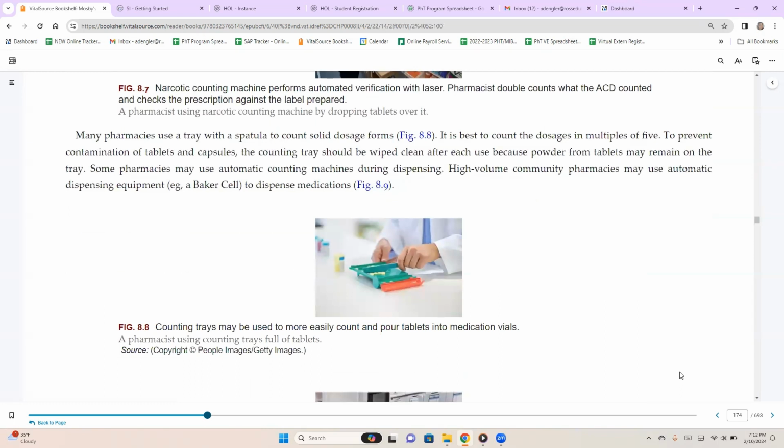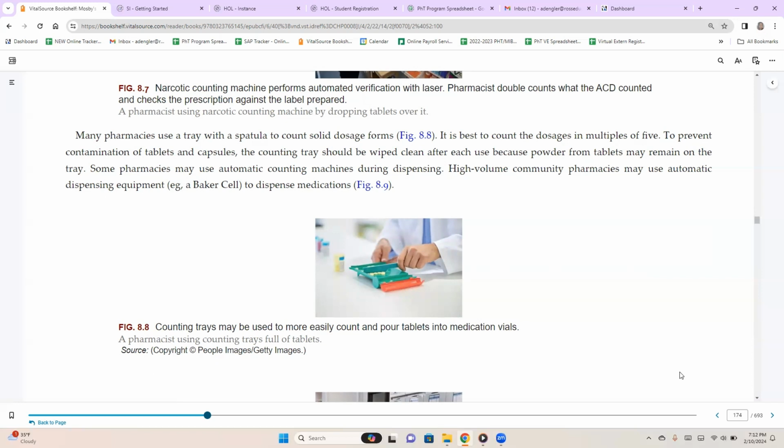Many pharmacies use a tray with a spatula to count solid dosage forms, which you will use with your Science Interactive Lab kit. It is best to count the dosages in multiples of five. So, yes, you should always be counting your drugs in multiples of fives. It makes it a lot quicker. And if you're counting by just one at a time, I can tell you that in a high paced, fast environment like pharmacy, someone's going to say something to you really quick. So you won't be doing it for long. So yes, you want to make sure you're counting by fives.